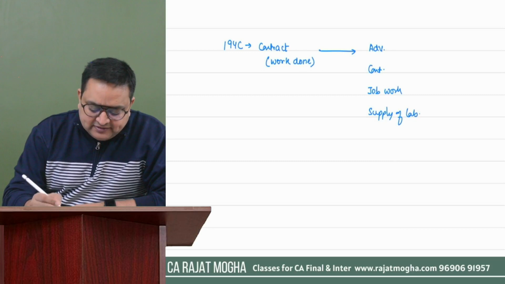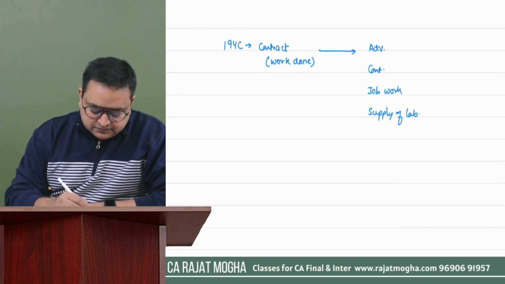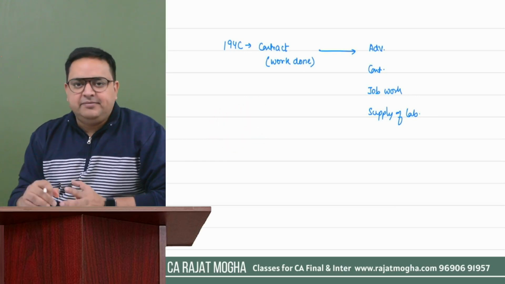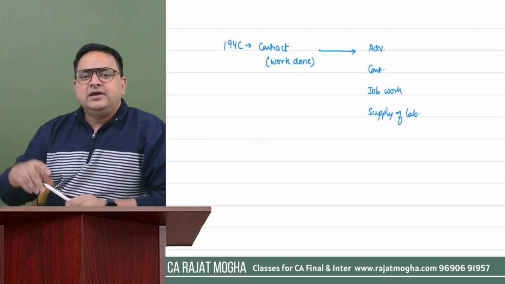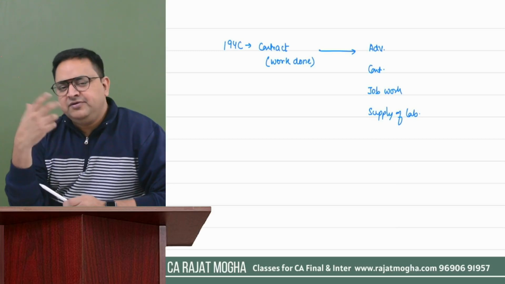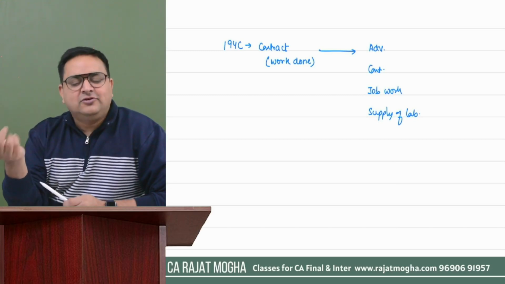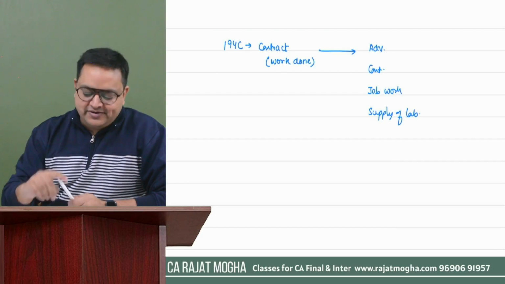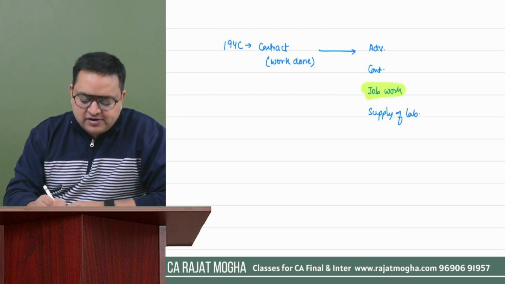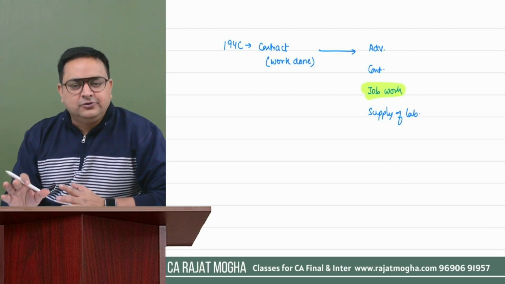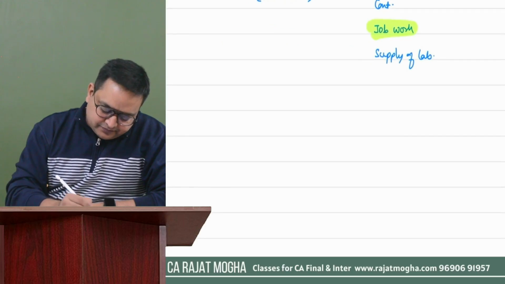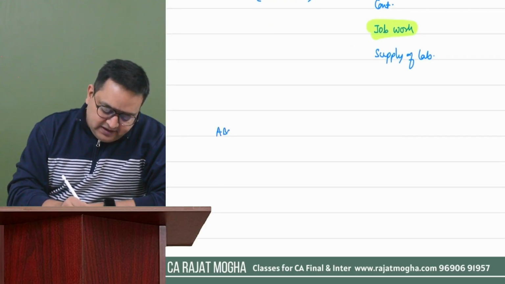What do you mean by supply of labor? Let's say ABC Limited is a company and they require some laborers. So they give a contract to someone that you will supply labor to us, and we will pay you the money. So this is also a contract, right? I have mentioned over here that if you give a contract for any kind of job work also, then 194C will apply.